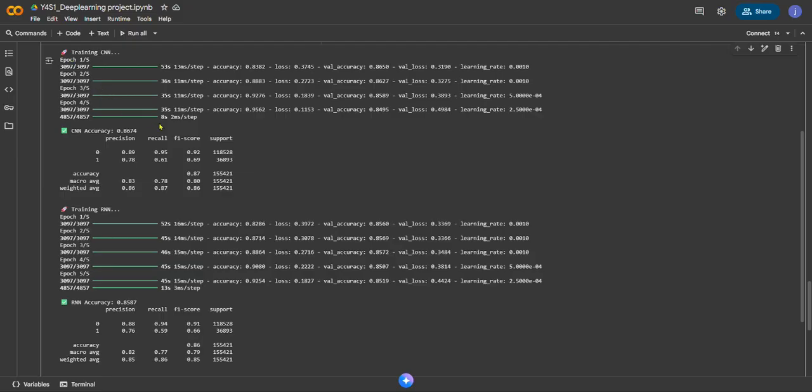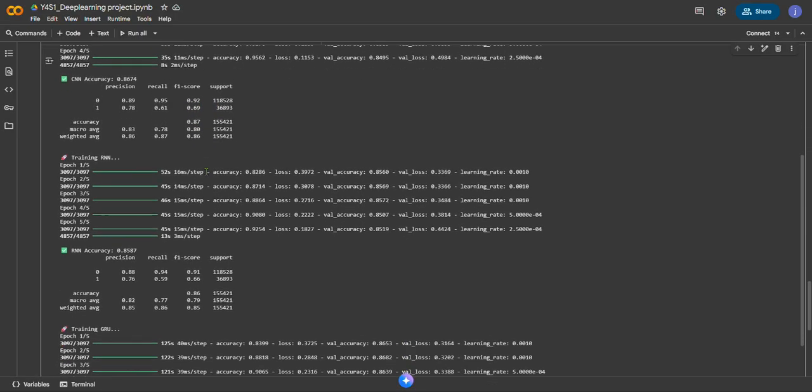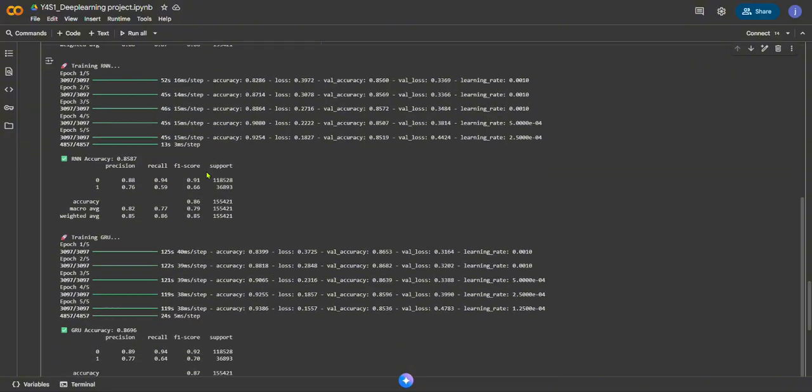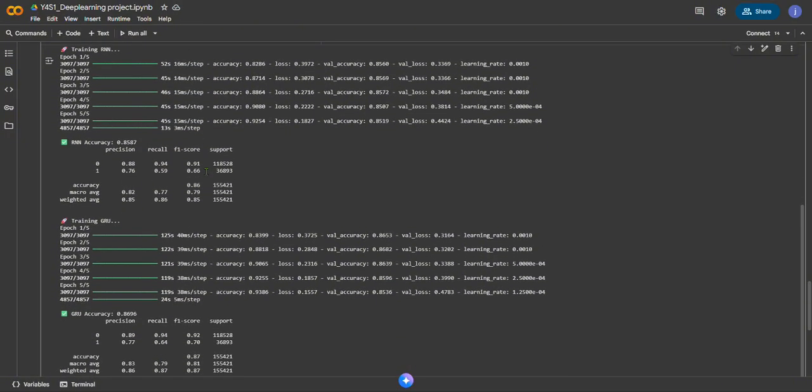In the future, I'd like to extend this work using pre-trained embeddings like GloVe or Word2Vec, or even fine-tune a transformer model like BERT on the same dataset to see how much performance improves. Transformers are state-of-the-art in NLP, and it would be interesting to compare them against these more traditional architectures.